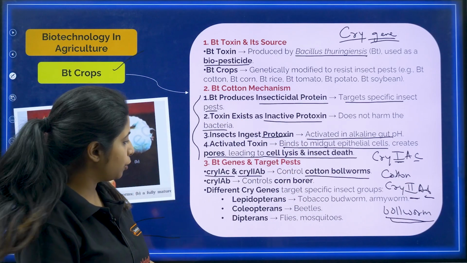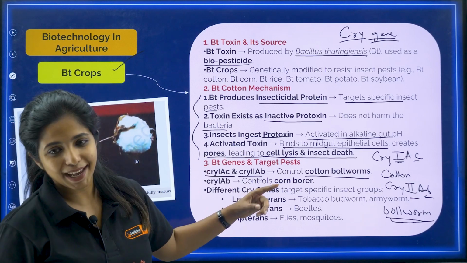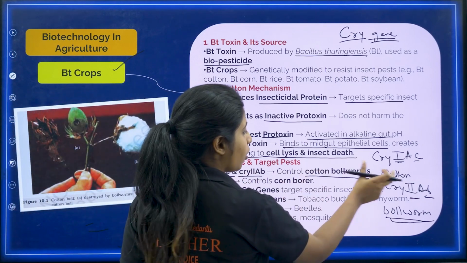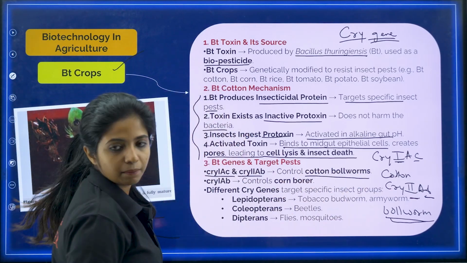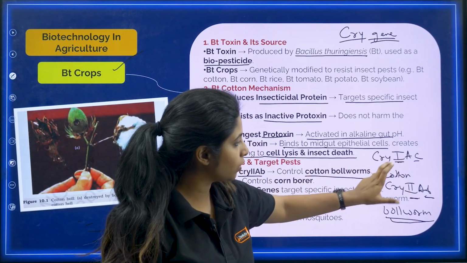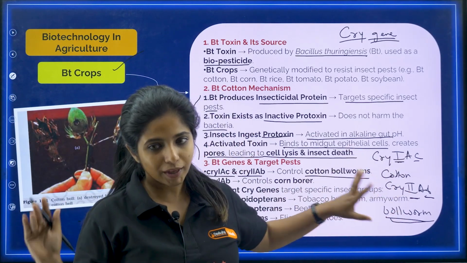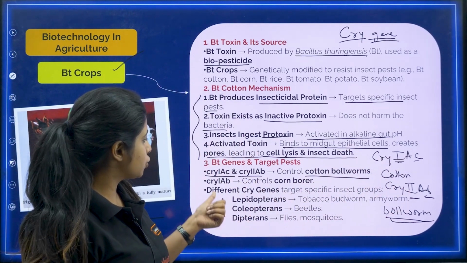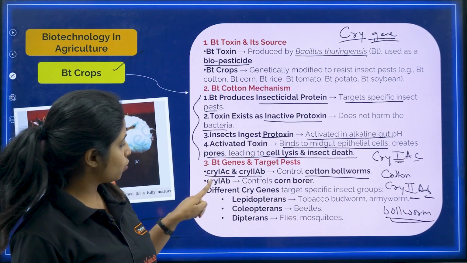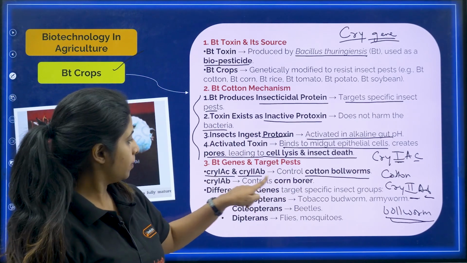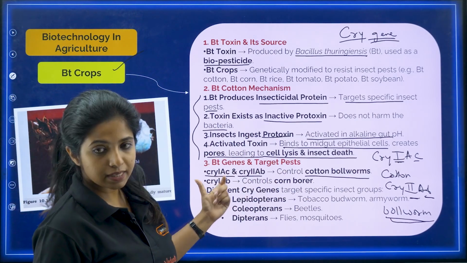Okay, Cry1AC and Cry2AB. Now you have Cry1AB. You might think cotton bollworm and corn borer both have CB, ma'am, then how? So here two things are involved. Cotton bollworm is also a long word, so you can think like that. Now corn borer, my dear children, is Cry1AB. So over here C is for corn and B is for borer, the first and the last letter.